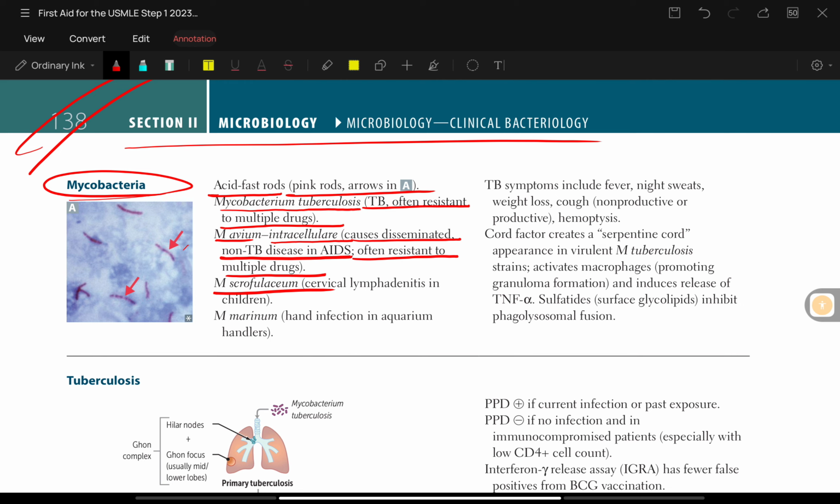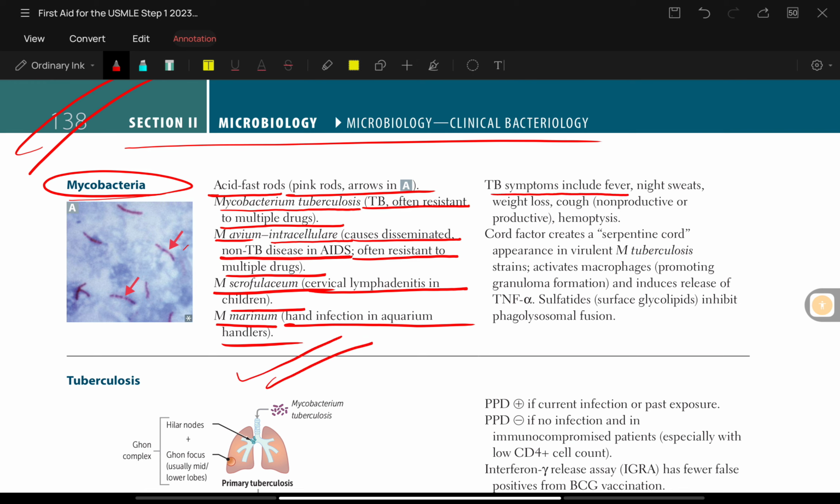Here, Mycobacterium scrofulaceum, that is cervical lymphadenopathies in children. Now Mycobacterium marinum, that is hand infections in aquarium handlers.